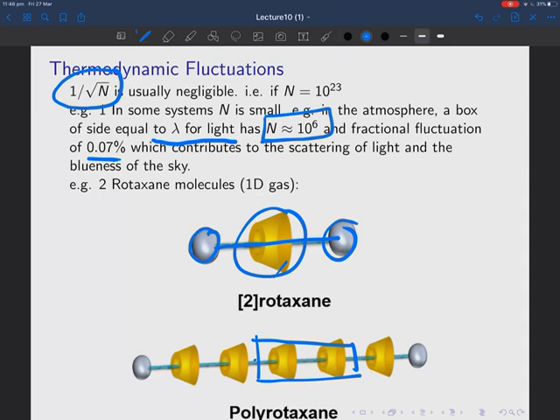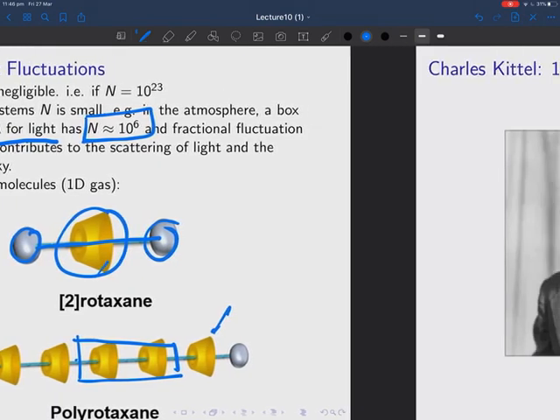Well, in that case, you might have only two rings on average, and therefore the fluctuations can be extremely large, as you make a very, very noisy system, okay? Because you've only got one, two, three, four, or five rings on the whole molecule. So sometimes these fluctuations can be very, very large.